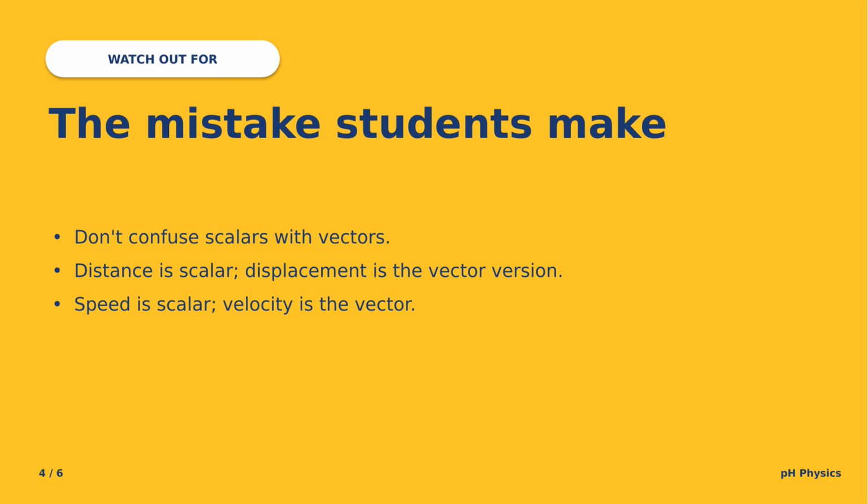Watch out, don't confuse scalars with vectors. Distance is scalar, displacement is the vector version. Speed is scalar, velocity is the vector. The vector version specifies direction, the scalar version doesn't.